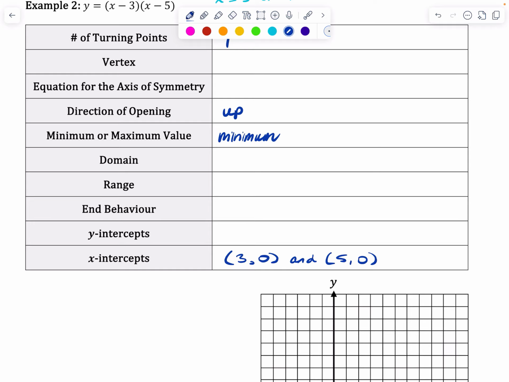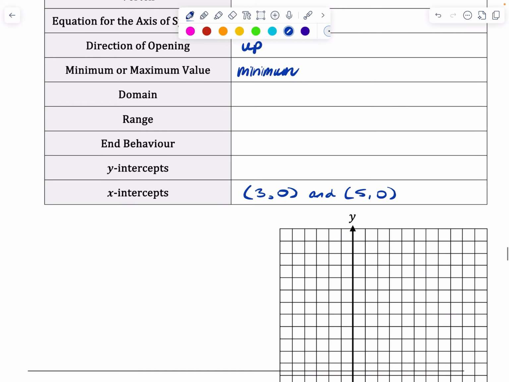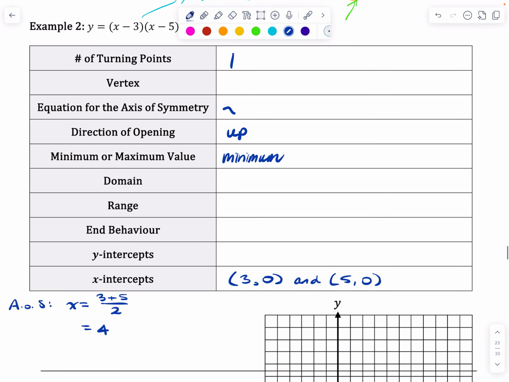Halfway between those has to be the axis of symmetry. And what number is halfway between 3 and 5? You can manually figure it out. Again, the axis of symmetry will be the average of those two numbers. 3 plus 5 is 8. 8 divided by 2 is 4. So the axis of symmetry is x equals 4. Now that we have x of the vertex, essentially, let's fill that part in.